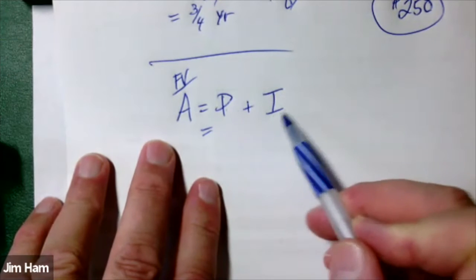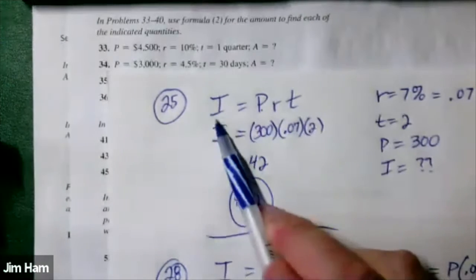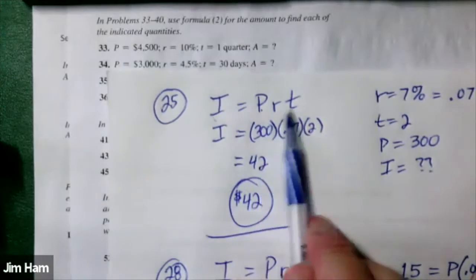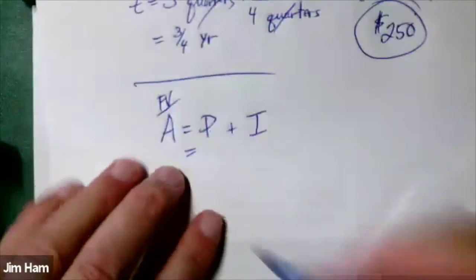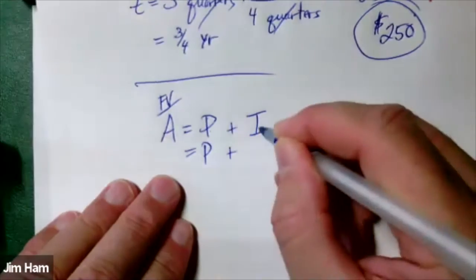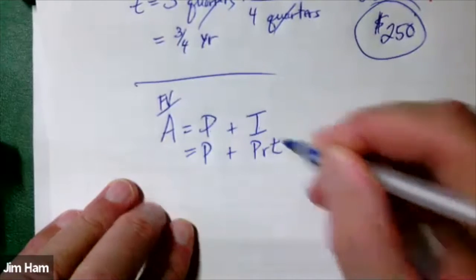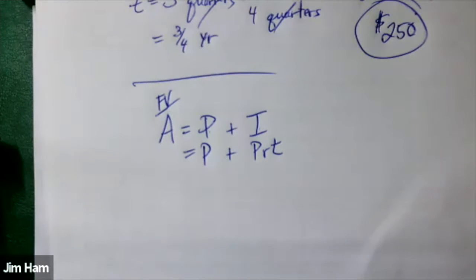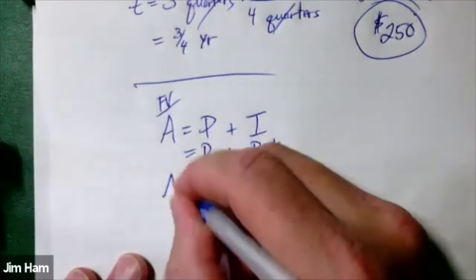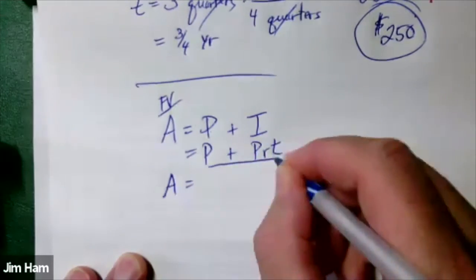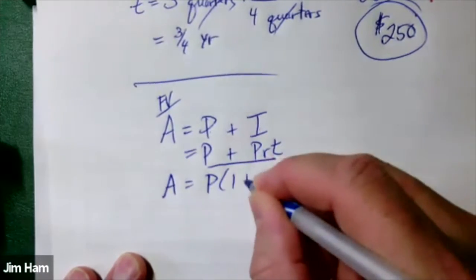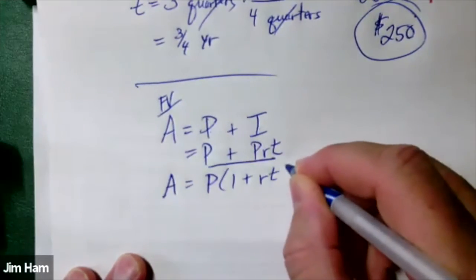The I, we have a formula for it, and it's right up here. The I is equal to PRT. So I'm going to change this I to what its formula equivalent is, PRT. Then I'm going to factor out the P, and I'll be left with 1 plus RT.